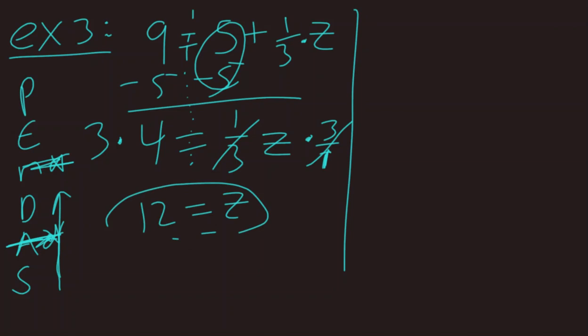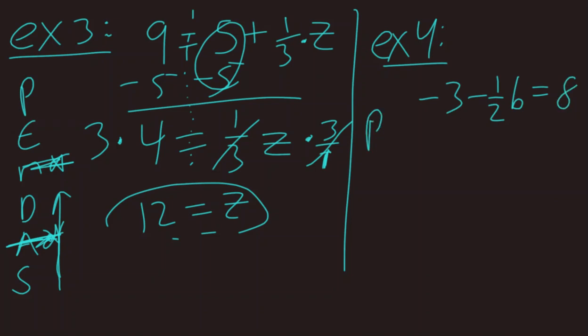Okay, last example. Here is example number 4. Let's do -3 minus 1/2 b is equal to 8. So we write PEMDAS going down the left-hand side with our arrow going up. And let's label the interactions that we see. We see the -1/2 times b. So we have our multiplication.